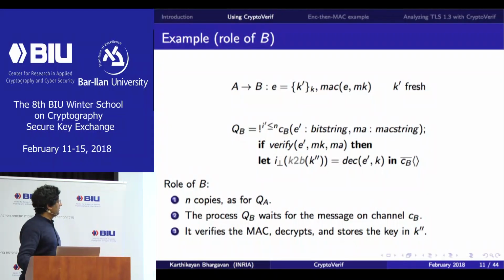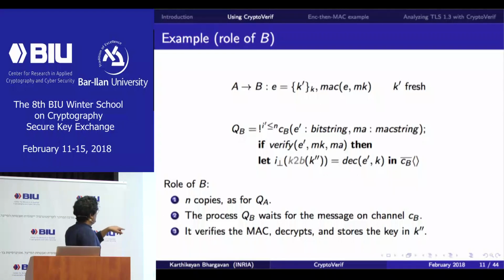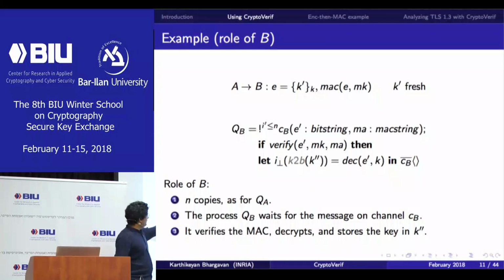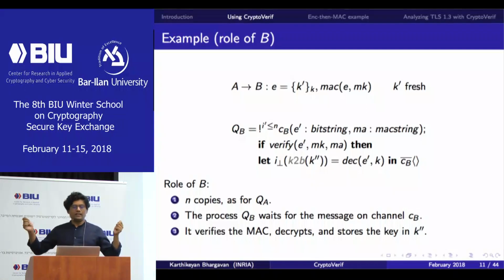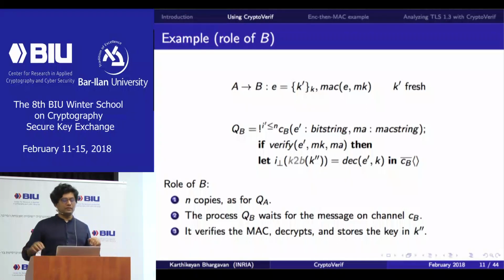Okay, so just to kind of complete the model, QB, what is it going to do? It's going to receive on the channel some encrypted bit string and a MAC. It's going to first verify the MAC, using the MAC key that it received. And if the verification succeeds, it's going to decrypt the ciphertext, convert the ciphertext back to a key, and then it's going to stop. Okay, so that's the process for B.